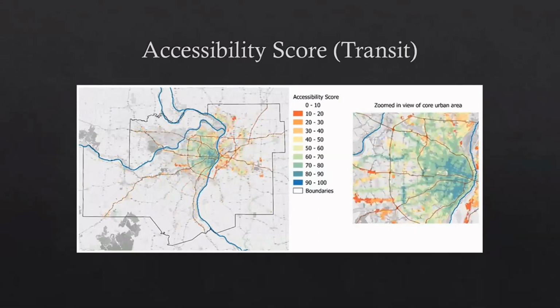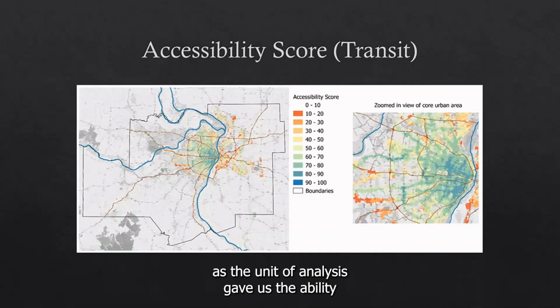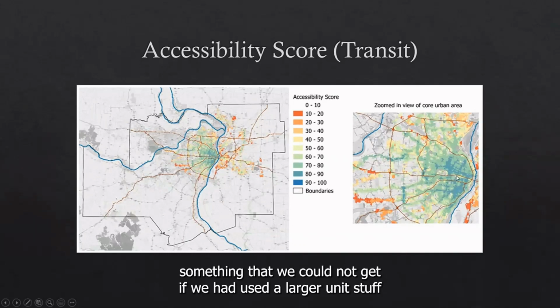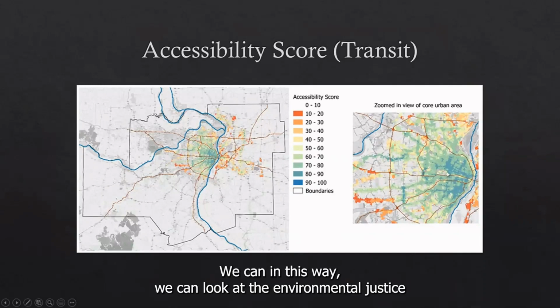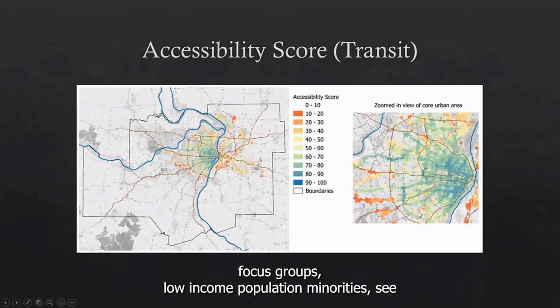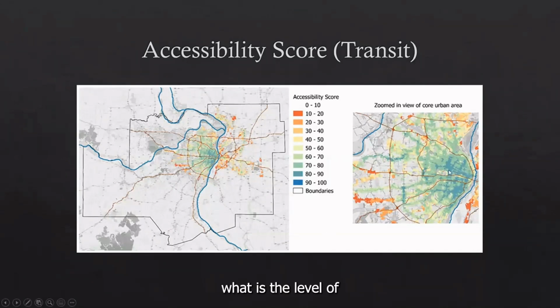The same way, we calculated the accessibility score for transit. And as you see, using blocks as the unit of analysis gave us the ability to look at accessibility in very fine detail, something that we could not get if we had used larger units of analysis. We can look at the hot spots where there's no access. In this way, we can look at the environmental justice focused groups, low-income populations, and minorities, and see the level of accessibility exactly where they live.